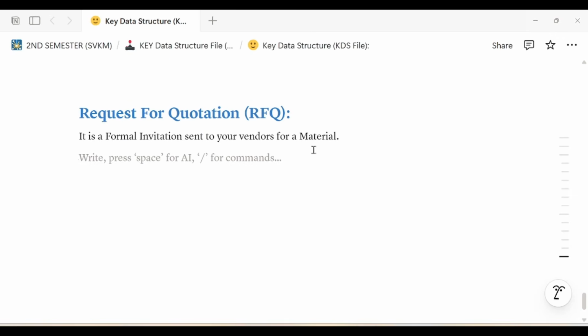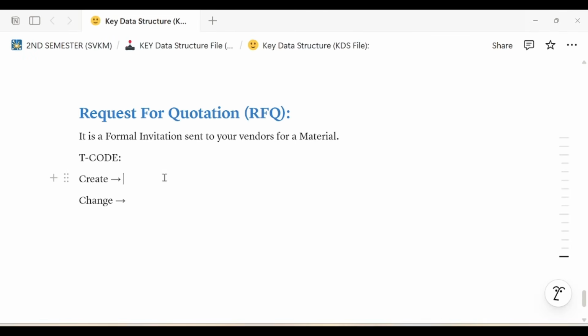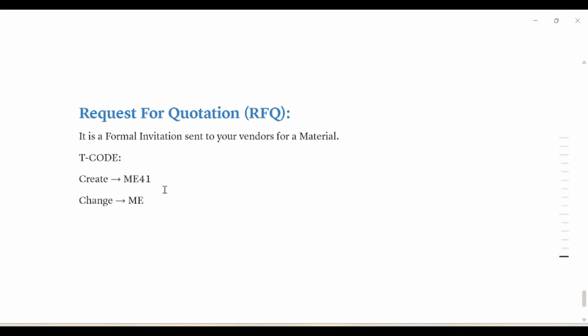Now how to create RFQ? For creating RFQ we have different T codes: create, change, display. ME41 to create, ME42 to change, and ME43 to display.